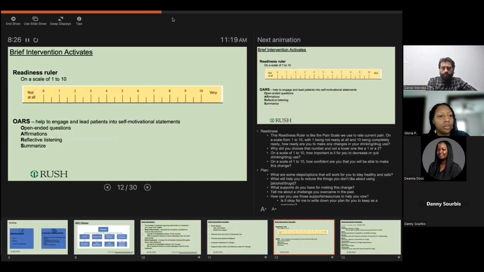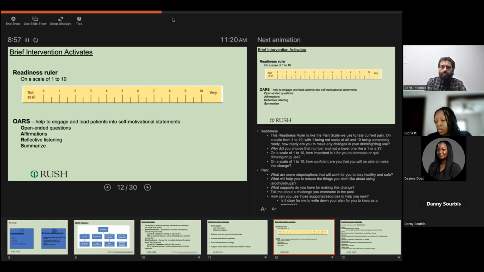The brief intervention also activates the readiness ruler. On a scale of 1 to 10, the readiness ruler is like the pain scale that's used. On a scale from 1 to 10, with 1 being not ready at all and 10 being completely ready, how ready are you to make any changes in your drinking/drug use? Why did you choose that number and not a lower number like a 1 or 2? If they chose a higher number, you want to gauge, well, why are you this high and why aren't you this low?